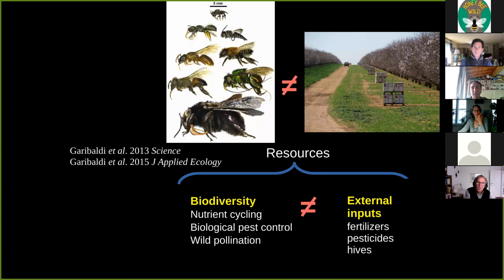These pollinators are also an example of other ecosystem services that cannot be replaced by external inputs. For example, we cannot destroy the soils and just put fertilizers. And this is an important concept that goes beyond pollination and pollinators.